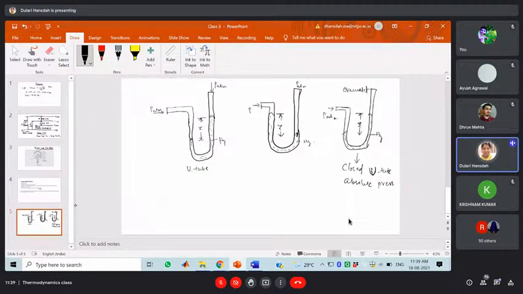Then this is also a U-tube manometer. Here it will indicate your vacuum pressure. Okay, here you can see that in this case this will be the vacuum pressure. Okay, so this is your closed U-tube. Above it is the evaporated type, so it will give you the absolute pressure.